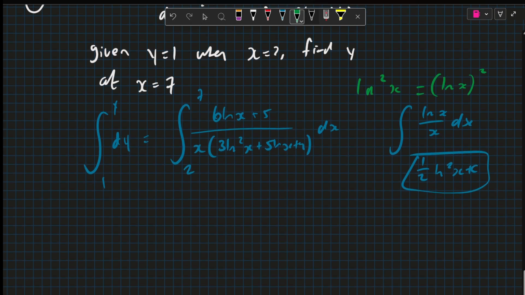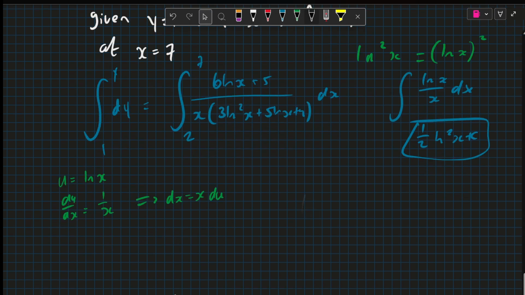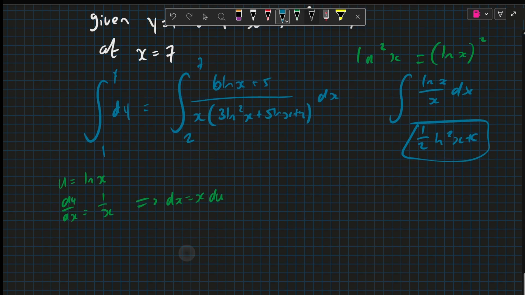So the trick here is we want to notice again that this bottom here is a perfect derivative. However, we can't really deal with log x's and x within the same integral just yet. The trick that I'm going to do is let u equal the natural log of x. So that means that du by dx is going to be 1 divided by x. So to get a dx on its own, we get dx equals x times du.